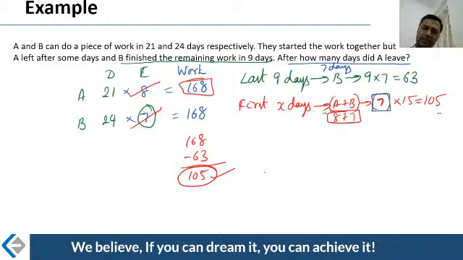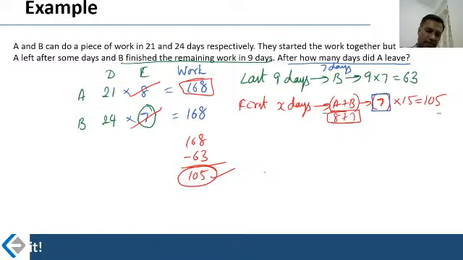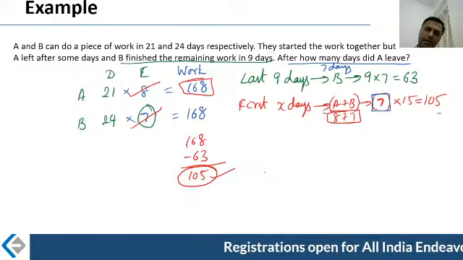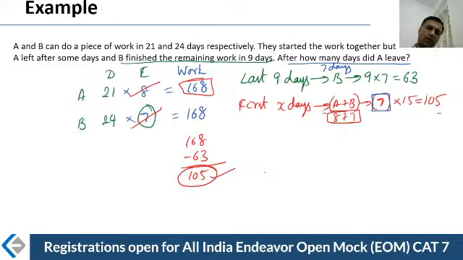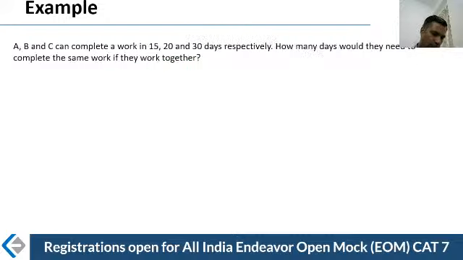So, two important things. Decide the work. Work is nothing but the LCM of the given numbers, and then obtain the efficiency. Once you decide the work and obtain the efficiency, most of your job is technically done.